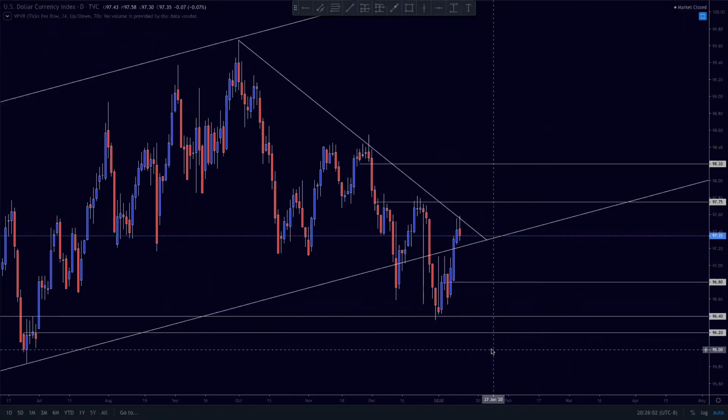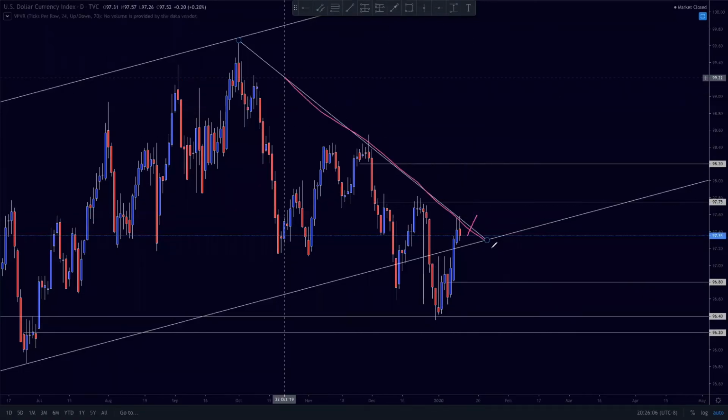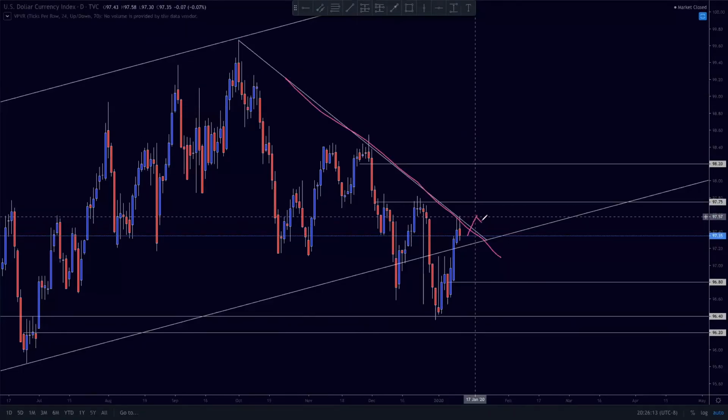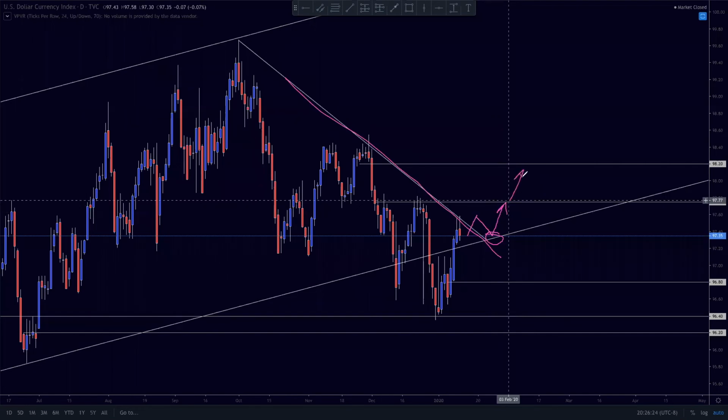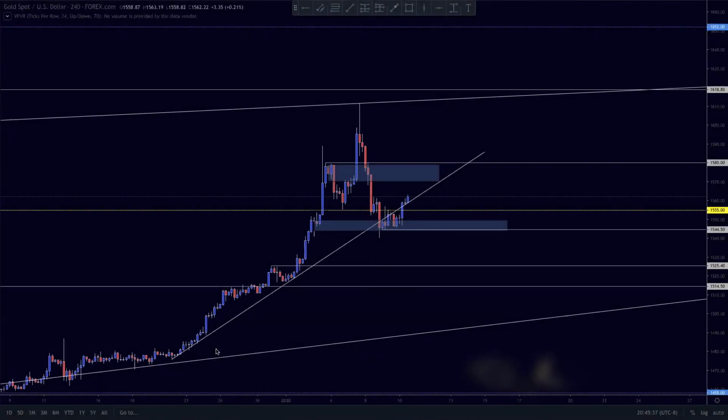If next week the price will break out of this downtrend to close above this trend line right here, I would like to see a pullback to the key level, rejection of this area, and only then continuation to 97.75 and possibly to 98.20. All right, next up is gold.